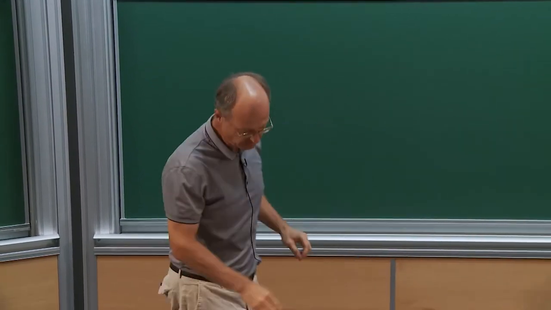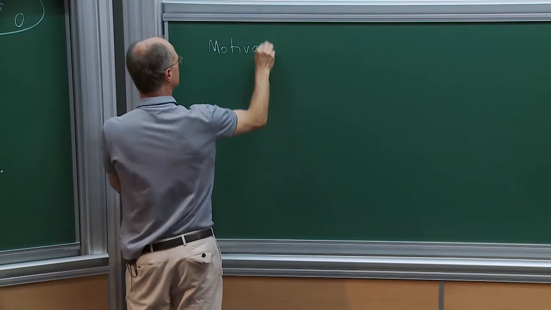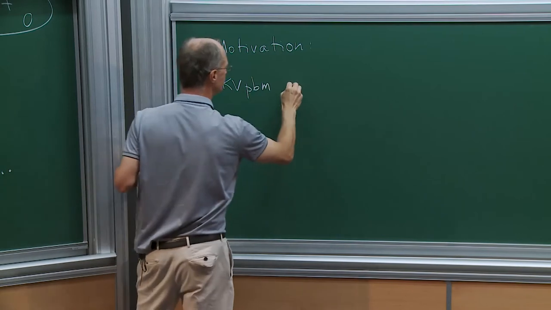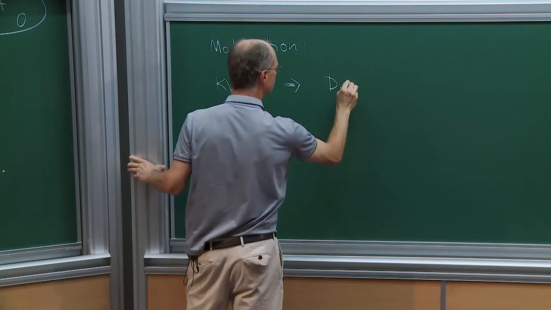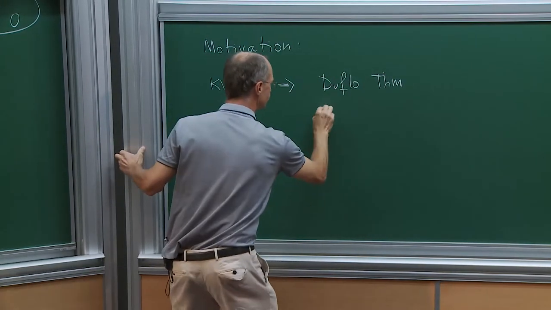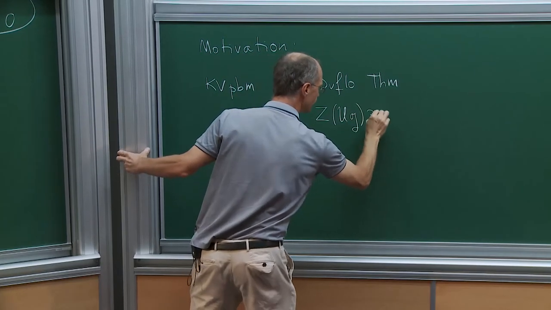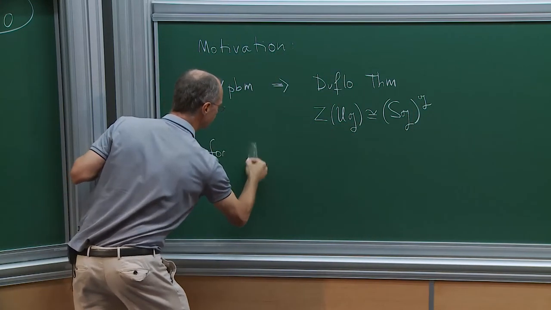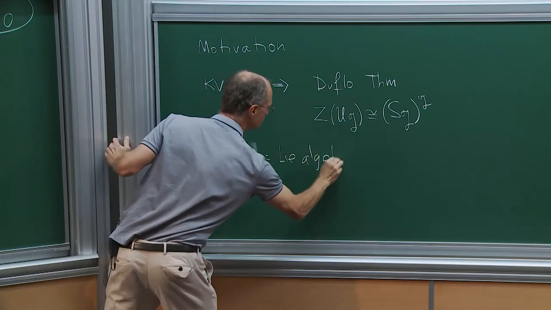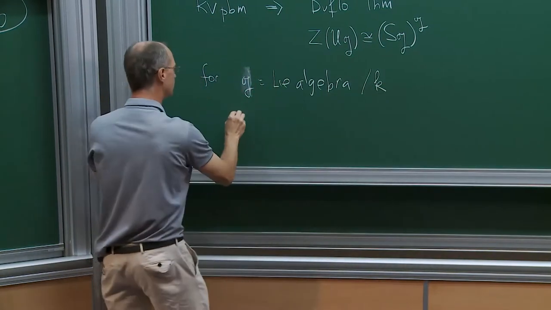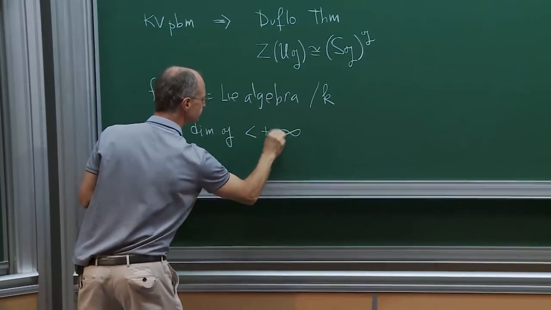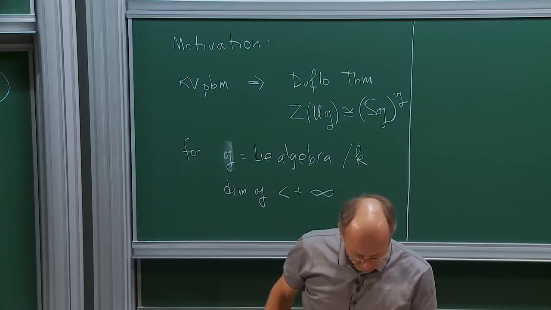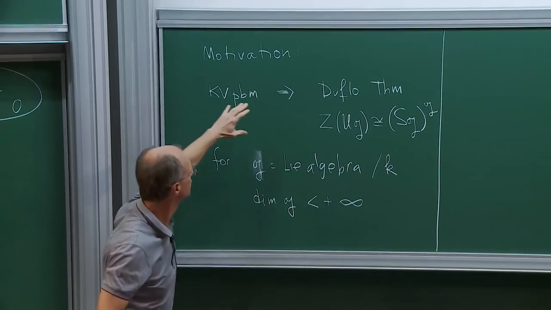So let me mention that the motivation for the KV problem is as follows. A positive solution of the KV problem gives a very natural proof of the Duflo theorem on the isomorphism of the center of the enveloping algebra with the ring of invariant polynomials for G. The Lie algebra over K and dimension G is finite. So this is a property of the Baker-Campbell-Hausdorff series, which ensures the Duflo theorem.